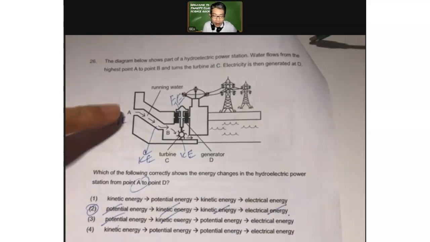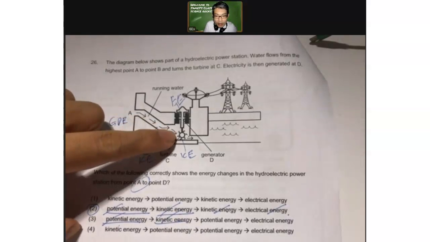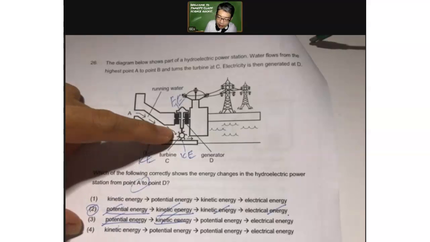So GPE of the water, so you must start with GPE, right? Is converted to the KE of the running water. So KE, and converted to the KE of the spinning turbine. KE, and then converted into electrical energy in the generator. Electrical energy. Answer is 2.